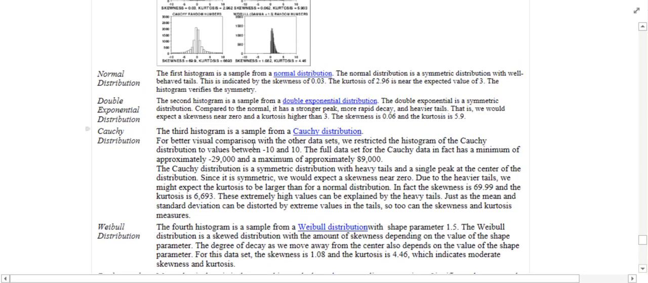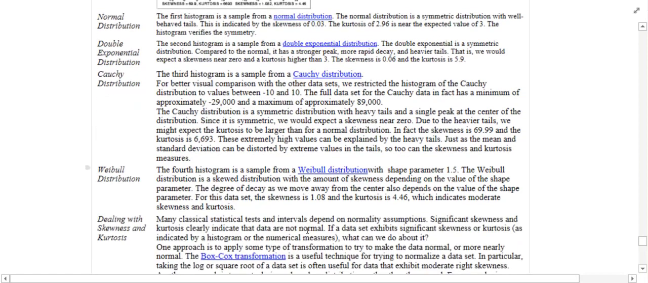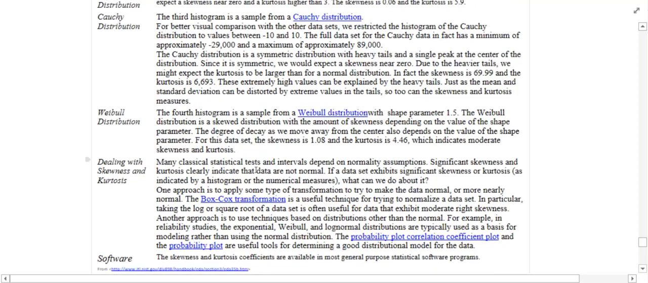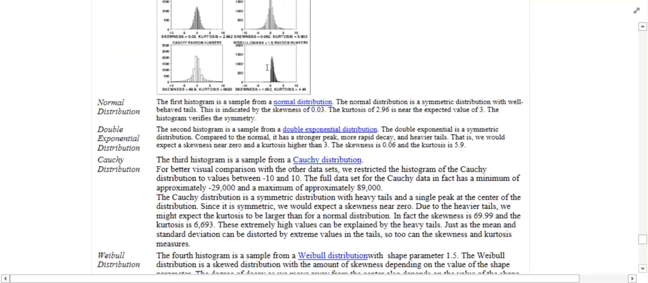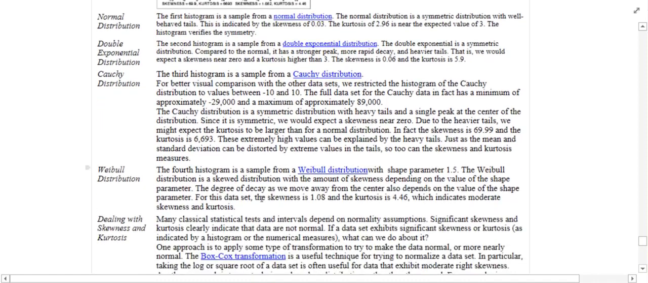And then the fourth one is a Weibull distribution with a shape parameter of 1.5. Again, that's a skewed distribution. The skew depends on the value of the shape parameter, as does the degree of decay as we move away from the center. For this data set, the skewness is 1.08 and the kurtosis is 4.46, which makes intuitive sense as you look at the graphs.